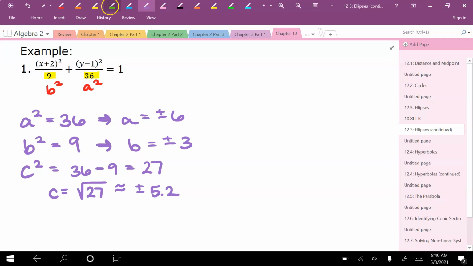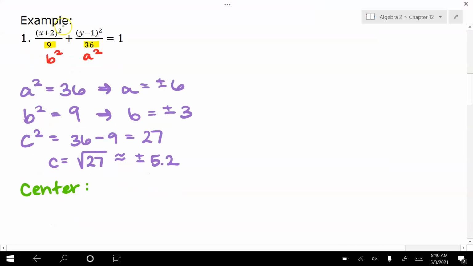All right, so let's talk about the center now because it's no longer 0, 0. So for my center, I need to look at the top portion here because it's affecting the x and the y value. So it says x plus 2 and y minus 1. Remember I said when you pull the numbers, so we're looking at the 2 and the 1 there. When we pull them, we have to think about the opposite sign.